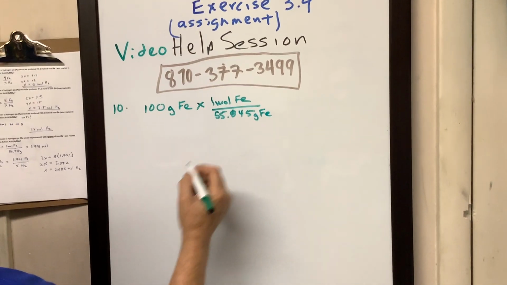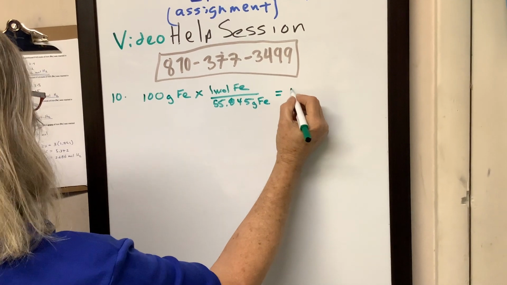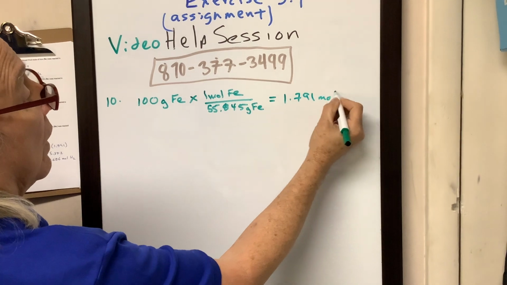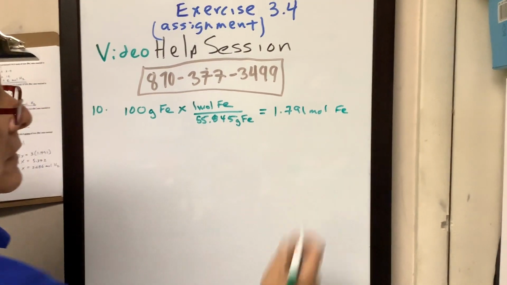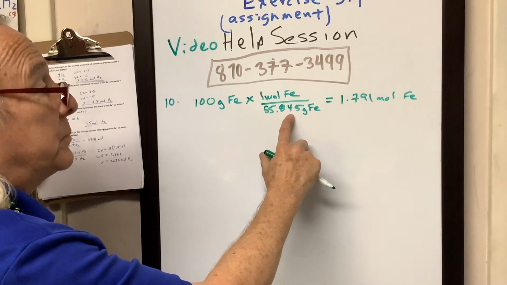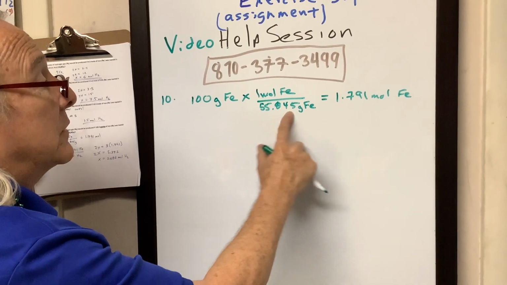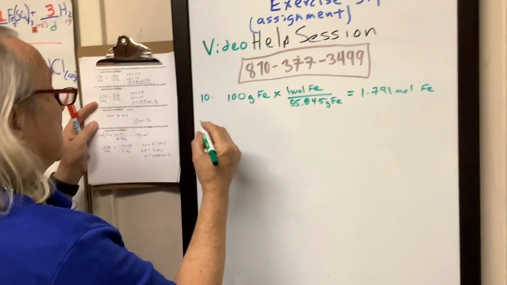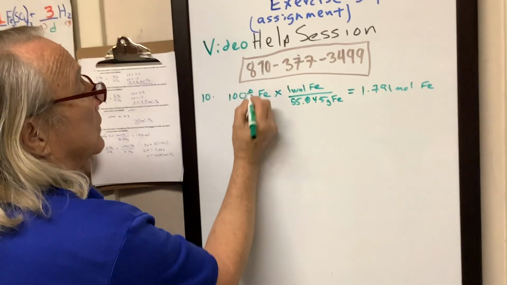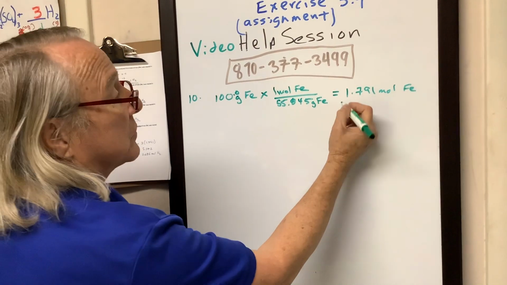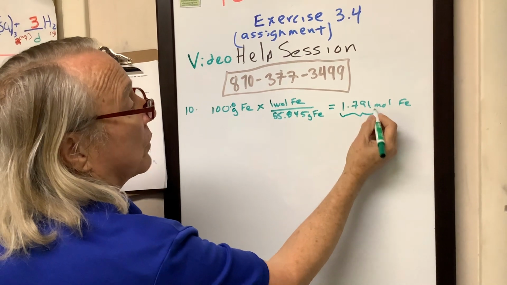If I do the math, and I've already done it, that turns out to be 1.791 moles of iron. You really don't need to go to that level of precision, but since I used a periodic table and got a very accurate value, and since my question says it's 100.0 grams of iron, I have 4 significant figures, so I can have 4 sig figs.